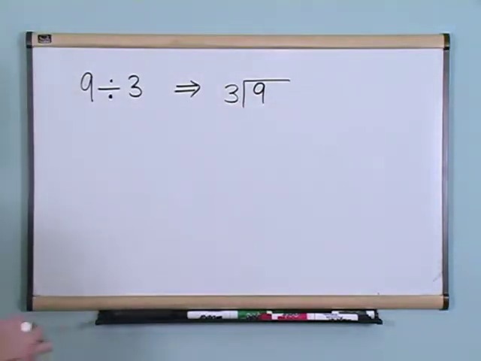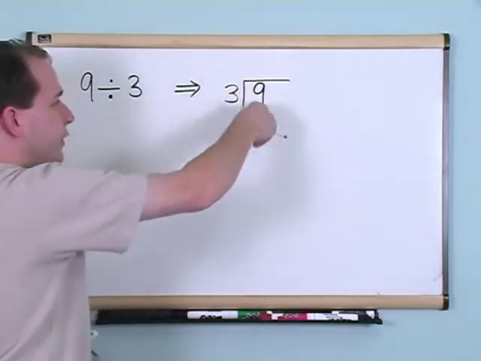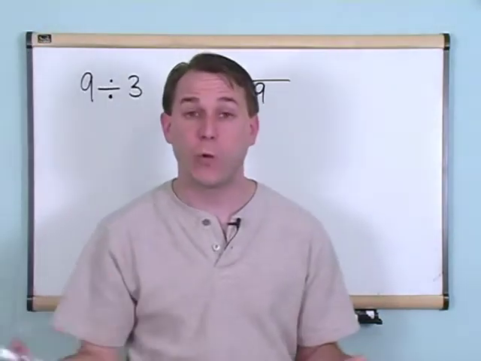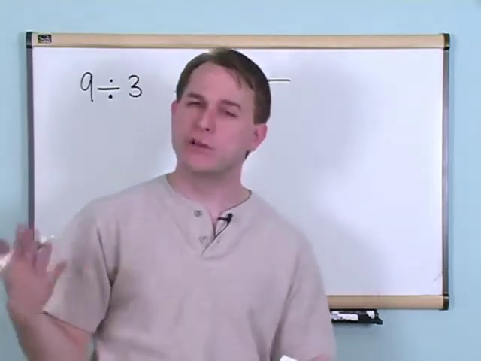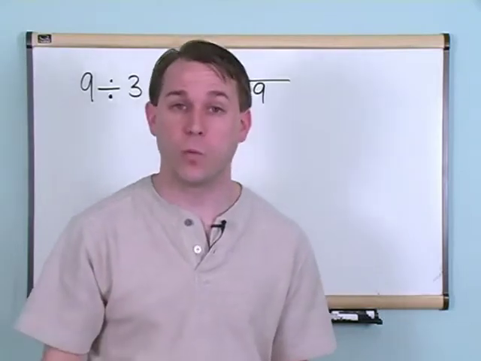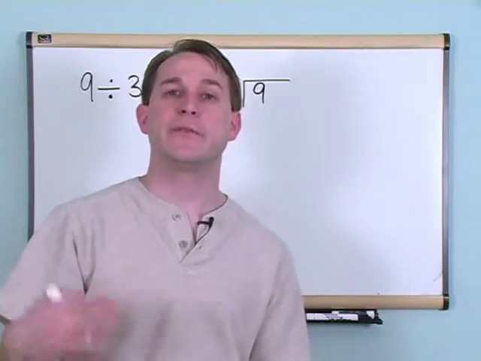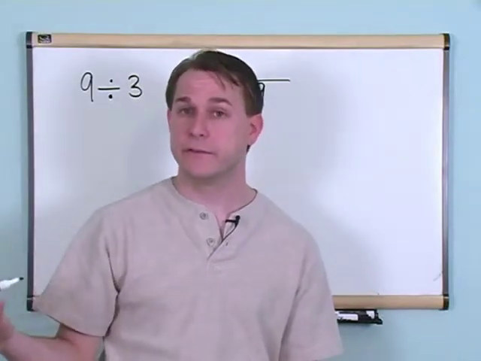So the question is, 3 times what number is going to give me 9? So if you don't remember off the top of your head, that's okay. Just start from the beginning. 3 times 1 gives you 3. That's not right because we're looking for 9. 3 times 2 gives you 6.